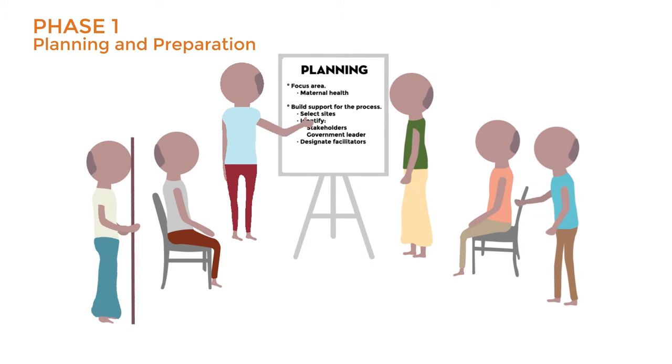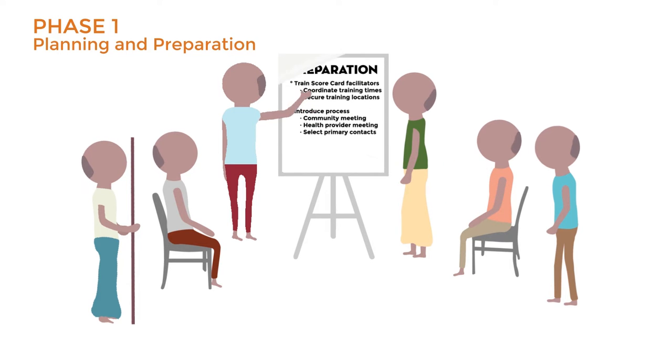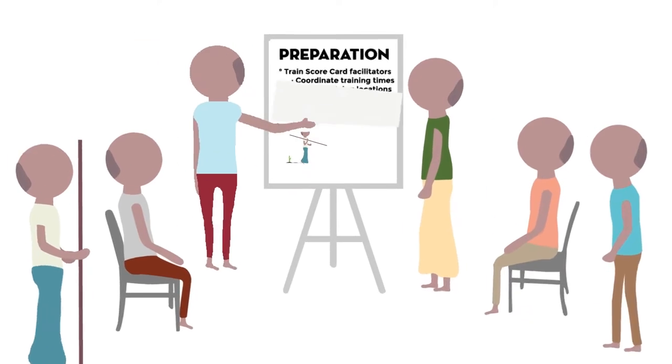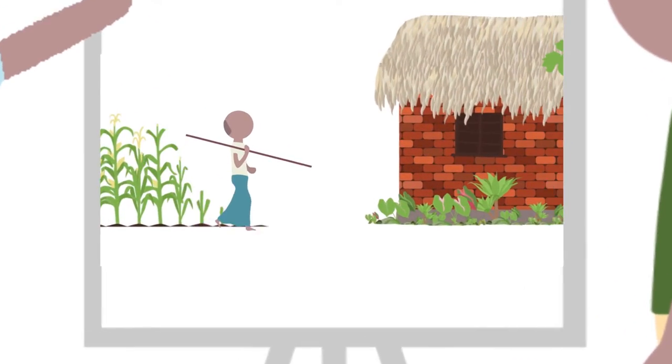The scorecard kicks off with planning and preparation. A team initiates communication with local stakeholders to establish a base of support for the process. As the team develops deeper understanding of the local context, they are able to select sites to execute the scorecard and groups with which to work.